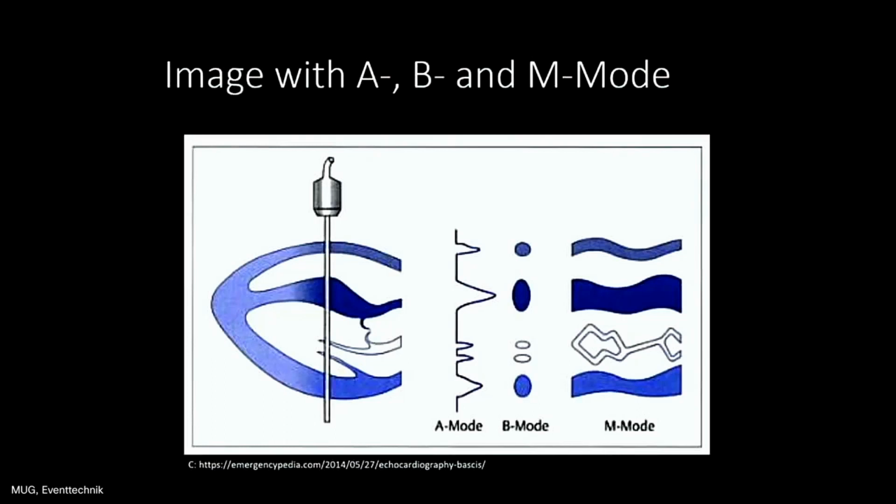The M mode, or motion mode, is for tracking movements over time. On this image, you see a scan of a heart. The probe scans just through the heart. And next to it, you see the A mode, where you just see the amplitudes of the echo which is generated. Next to it, you see the B mode, where the level of amplitude is translated into a grayscale. And on the right, you see the motion mode, where now the changes over time are shown.